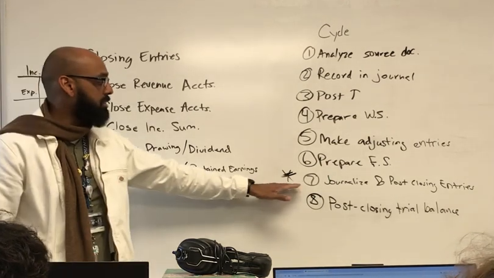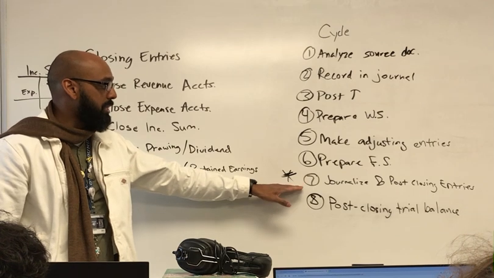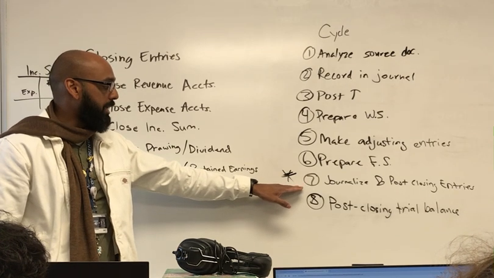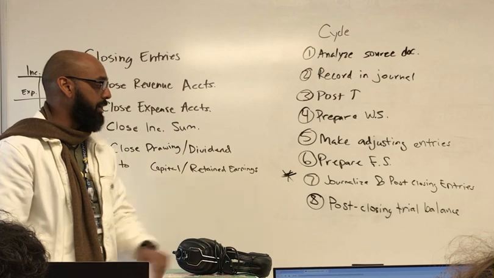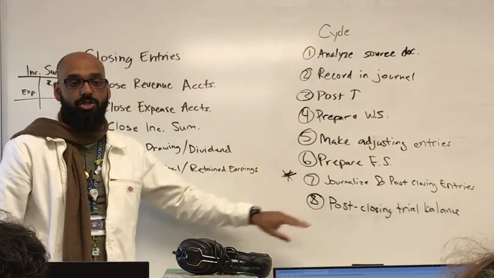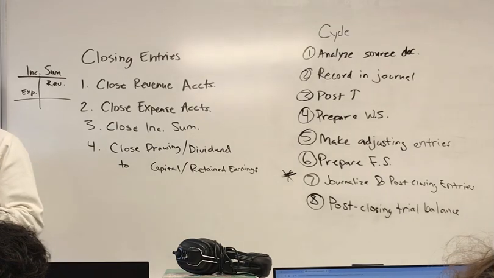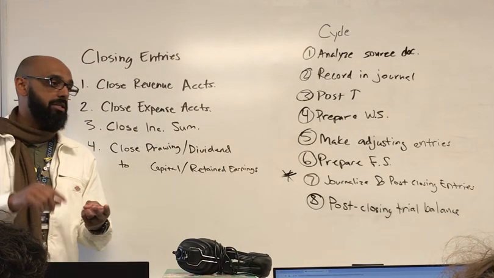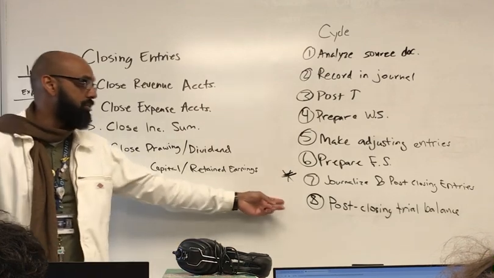So those are the steps in closing out our temporary accounts or our nominal accounts, which show up on our income statement, before we create our post-closing trial balance, which is just going to capture our permanent accounts. Okay, so it's only going to capture our assets, liabilities, and our equity accounts on our post-closing trial balance.